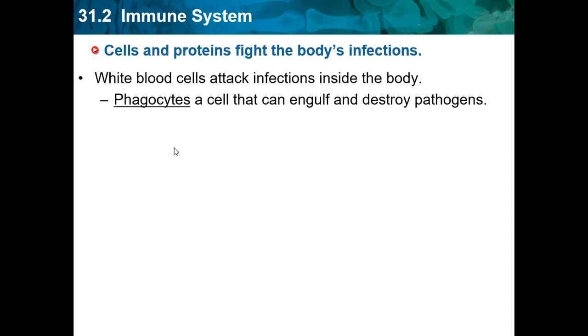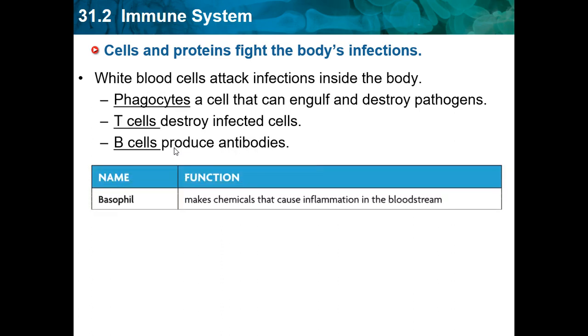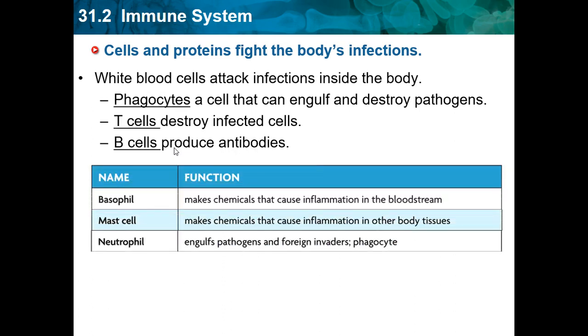Phagocytes are cells that can engulf and destroy pathogens. T cells destroy infected cells, and these cells we do have to know. So phagocytes surround, engulf and destroy the pathogen. T cells destroy infected cells, so body cells that are already infected, T cells basically kill them. B cells produce antibodies, and as we know, antibodies help fight against the disease or virus. We don't need to know the name though.